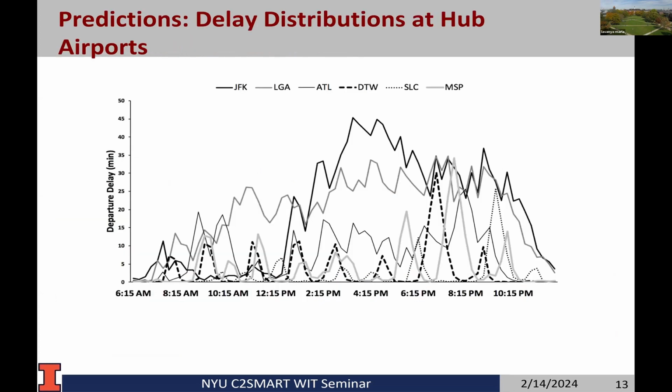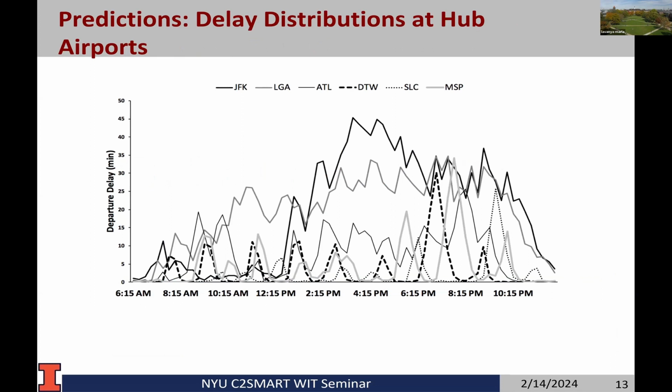And so if you look at, let's say, Delta's hubs, at each of the hubs, we have a pattern of predicted delay, right? So this is the amount of delay I'm going to experience in each time frame of interest at each of Delta's hubs.